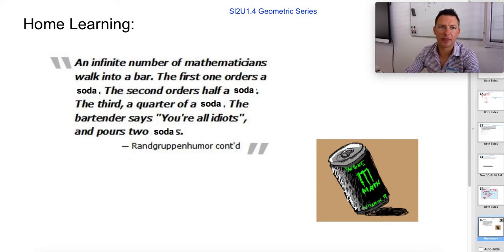An infinite number of mathematicians walk into a bar. The first one orders a soda. The second one orders half a soda. The third, a quarter of a soda. The bartender said, "You're all idiots," and pours 2 sodas. You can calculate why that's funny and tell it to the friends that you don't have anymore.